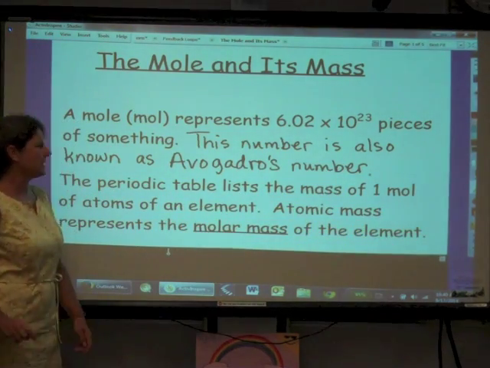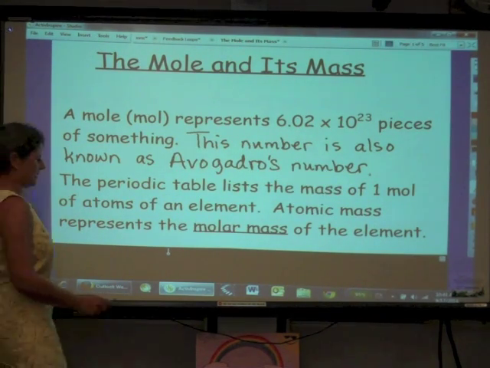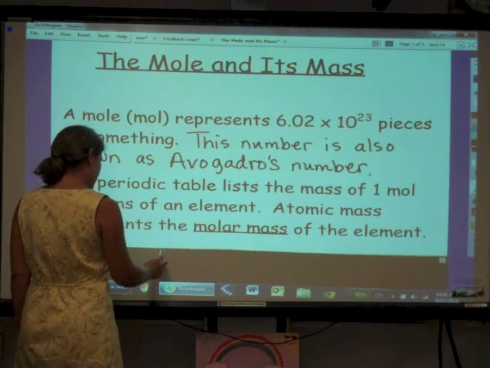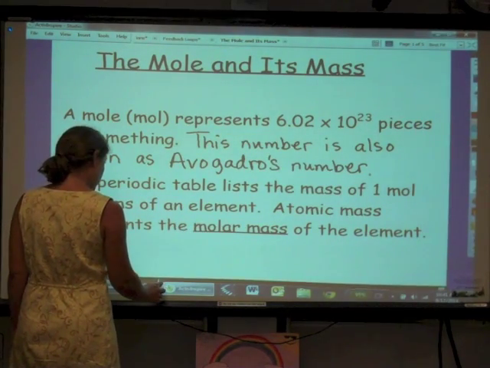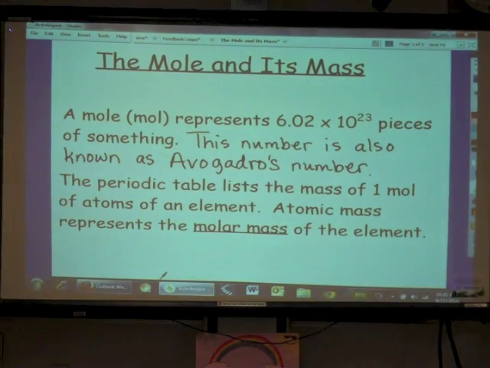The periodic table lists the mass of 1 mole of atoms of an element. Atomic mass represents the molar mass of the element. Okay, so this part can be extremely confusing.